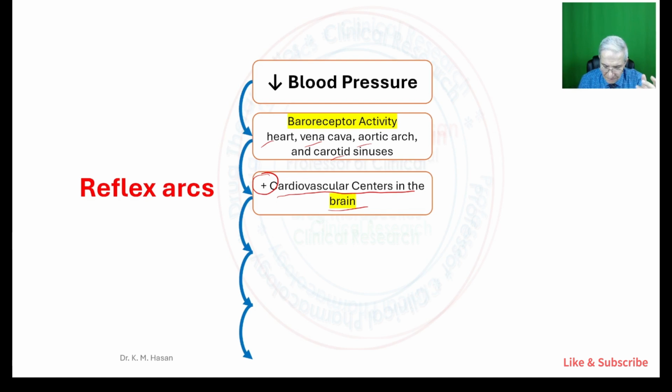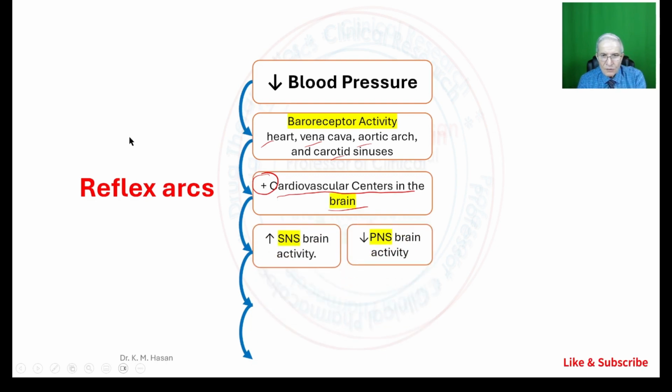What happens next? Okay, so when the cardiovascular center in the brain is activated, two systems will be affected. Number one, sympathetic activity will be increased and parasympathetic activity will be decreased. So when the cardiovascular center is activated in the brain, this will lead to two pathways: activate the sympathetic system and inhibit the parasympathetic system. What does that mean for us?